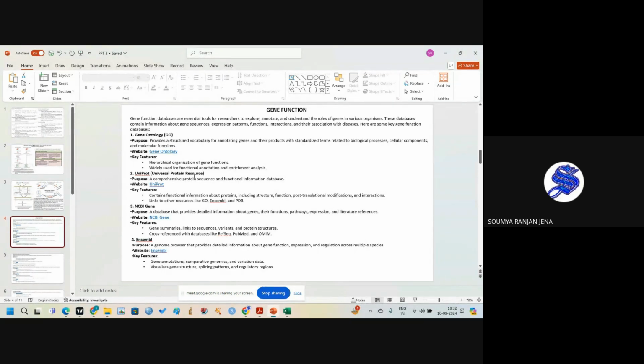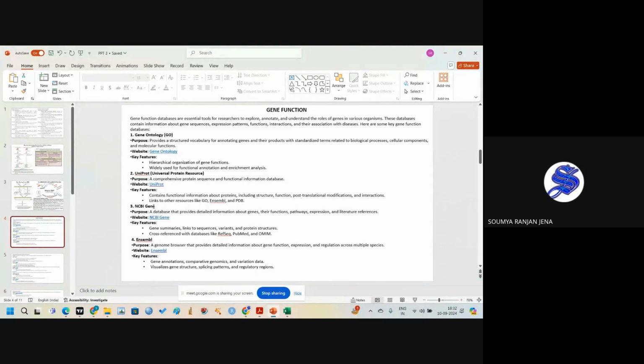So this is the content: all the functional information about proteins, including structure, function, post-translational modification and interaction. All we have seen in the database, and these are links to other resources like GEO. First, we have seen the gene ontology and different types of protein databases. Then the next database is called the NCBI gene database. That was a protein database, and this one is the gene database.